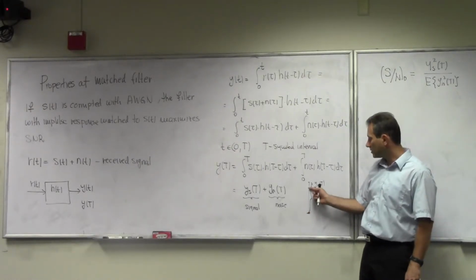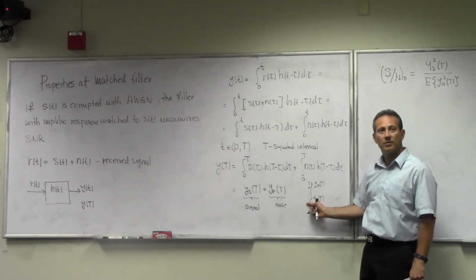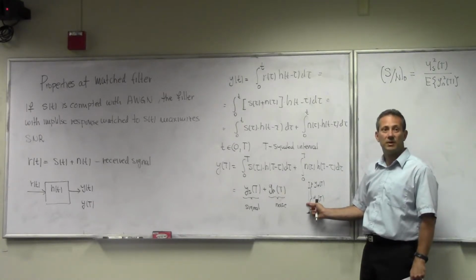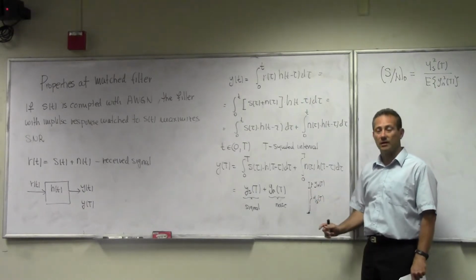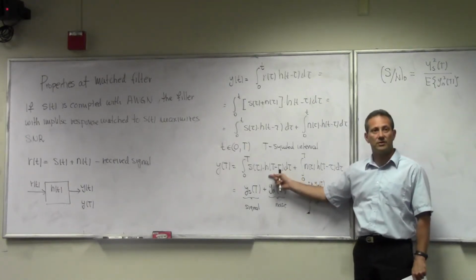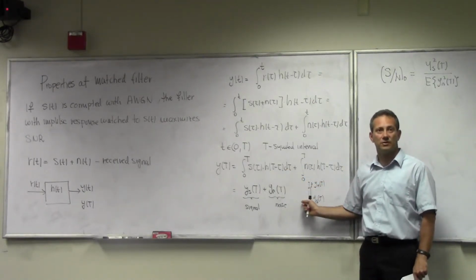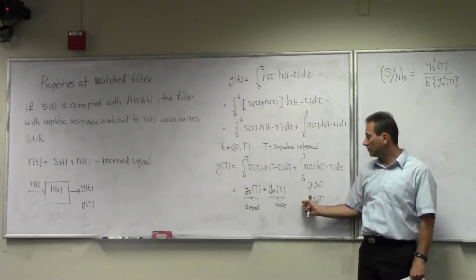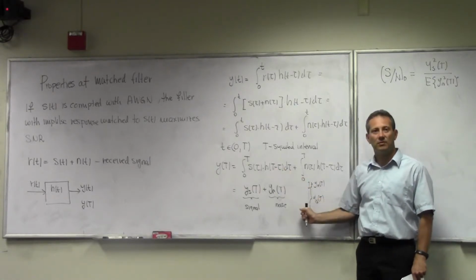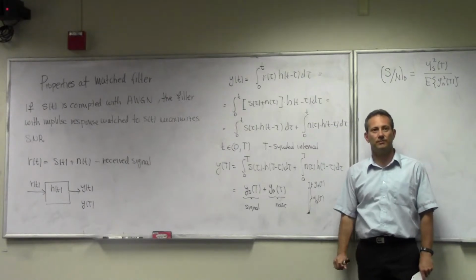So I may have it here, where I let the noise go through and I attenuate my signal, or whatever choice I select for h of t will result in a certain ratio. And I'm trying to find out what is the h of t that will maximize the ratio between the two.